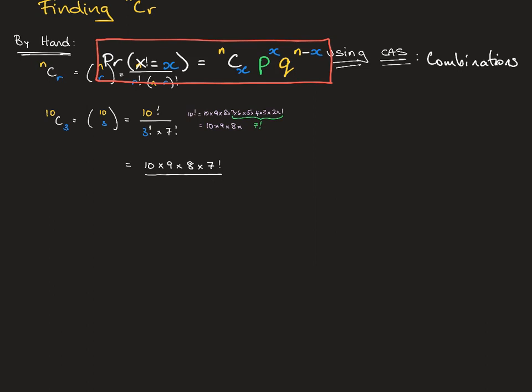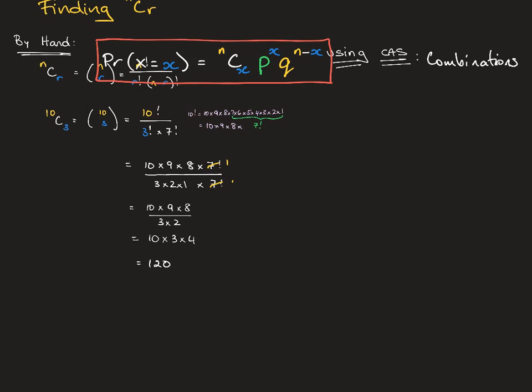So you can see that I've replaced 10 factorial with 10 times 9 times 8 times 7 factorial. We've still got times 3 factorial, which is 3 times 2 times 1, times 7 factorial. And 7 factorial will cancel with 7 factorial, and that just leaves us with 10 times 9 times 8 on the top, and on the bottom, 3 times 2 times 1, which is just 3 times 2. And simplifying that, we get 120.